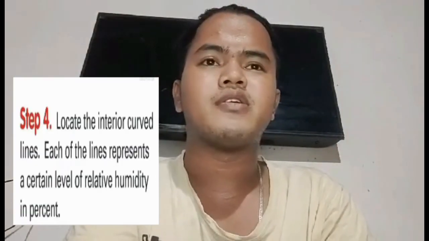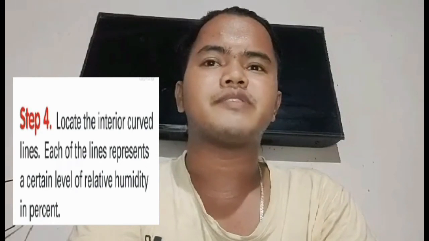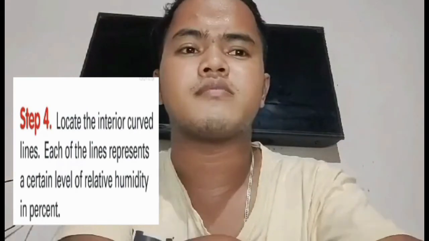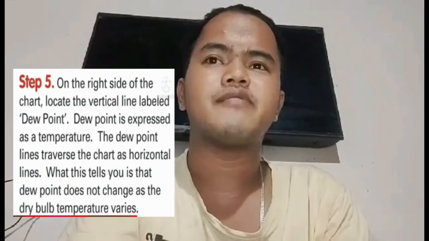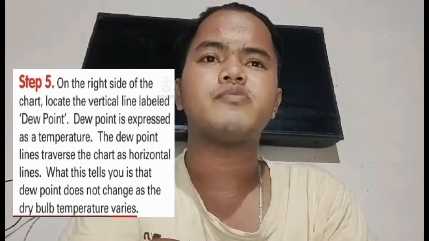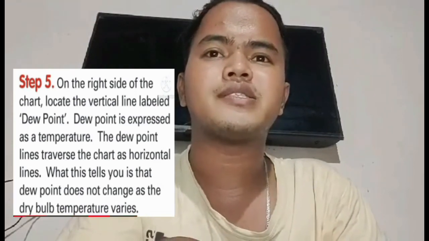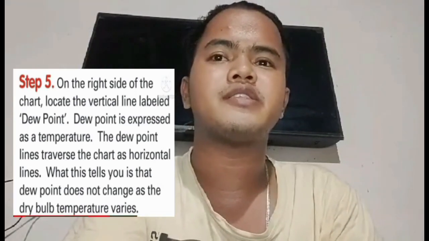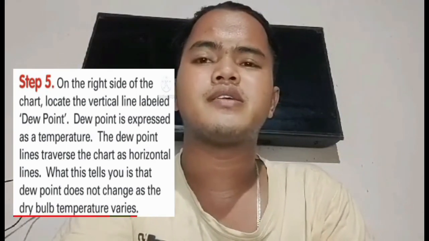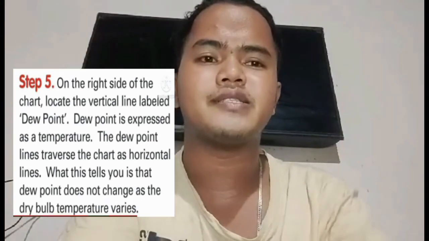Step 4. Locate the interior curved lines. Each of the lines represents a certain level of relative humidity in percent. Step 5. On the right side of the chart, locate the vertical line labeled dew point. Dew point is expressed as a temperature. The dew point lines traverse the chart as horizontal lines. What this tells you is that dew point does not change as the dry bulb temperature varies.